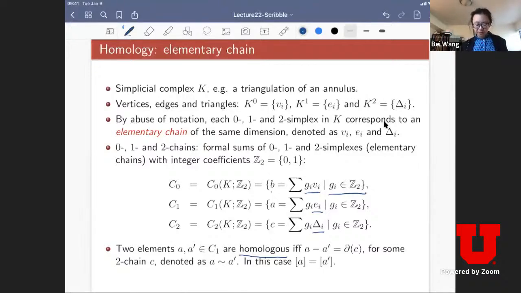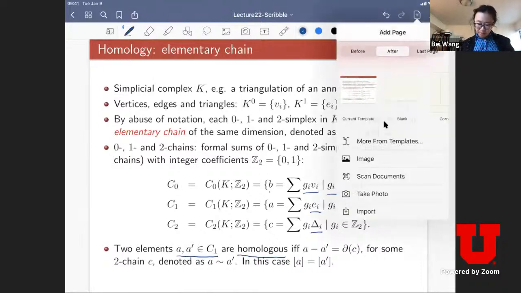Let's give examples. If I have A and A prime, which are both 1 chains, so they are linear combinations of edges, they are homologous if their difference is a boundary of a 2 chain. What is a 2 chain? A 2 chain is a linear combination of triangles. So what is a simple example?